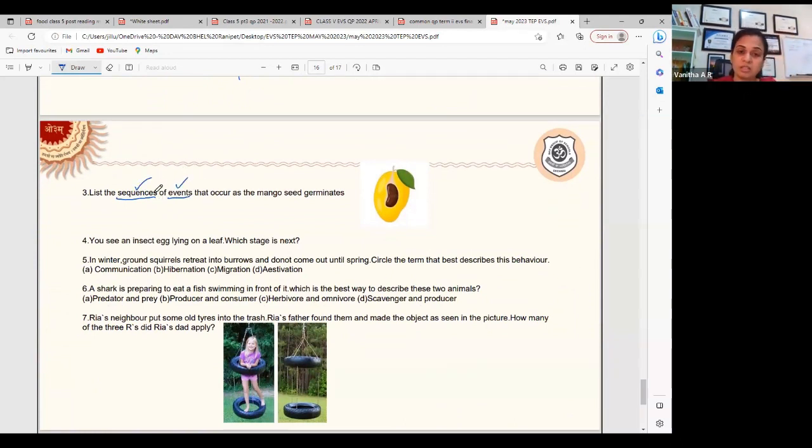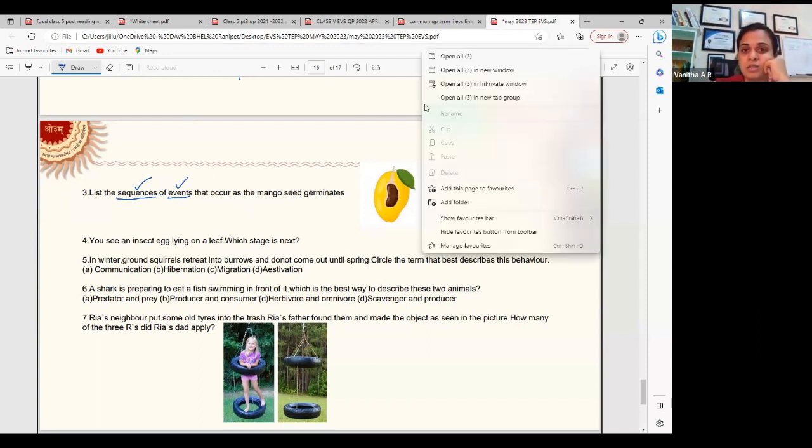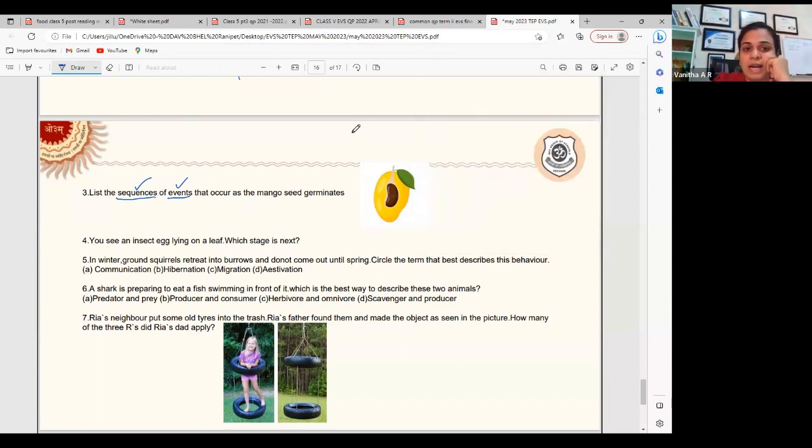Sequences, one after the other, that occur as the mango seed germinates. Here I've just given a mango seed, but it could be a neem seed or any seed that would germinate. So I didn't give them a straight question. The answer is going to be the same. They have to write stepwise what happens during the germination of a seed: the radicle emerges out, the plumule comes out, then small leaves come out, and they have to list the sequence. But the way of asking the question is quite different.